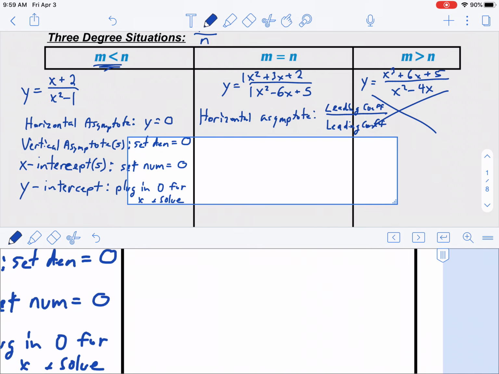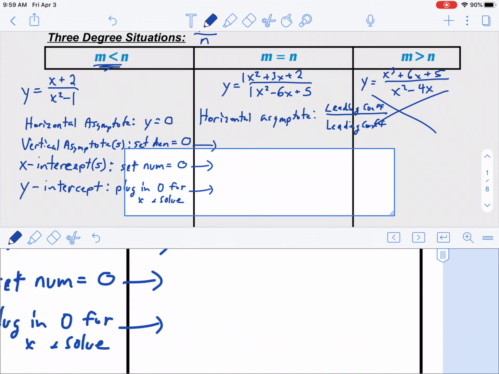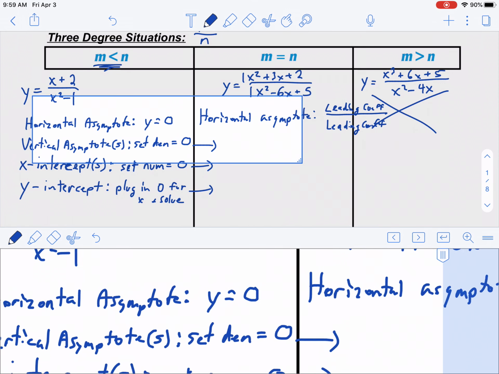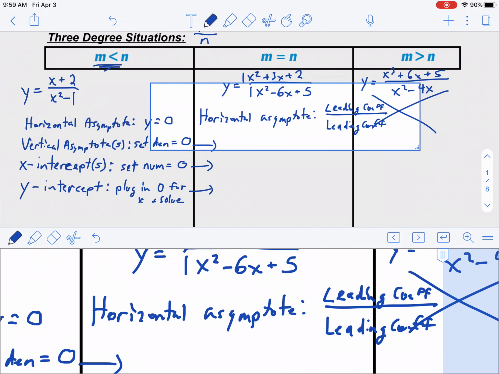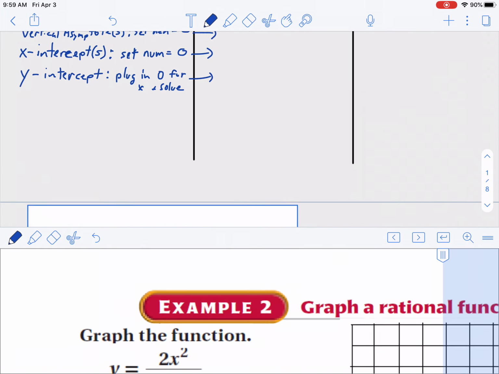And everything else is exactly the same. The only difference between these two is the horizontal asymptote. Everything else is exactly the same. So let's look at some examples now using these same rules.